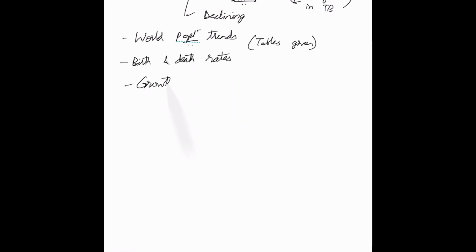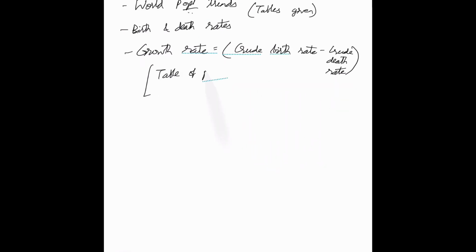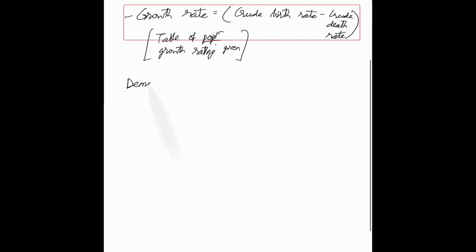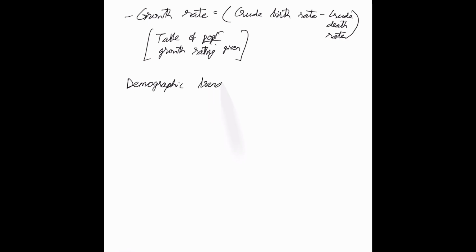World population trends, there are a bunch of tables given. You can skip that if you want. And then a short note on birth and death rates and what the growth rate is. It's basically the crude birth rate minus the crude death rate. There's another table of population growth rate that's given. If you want, you can study that.